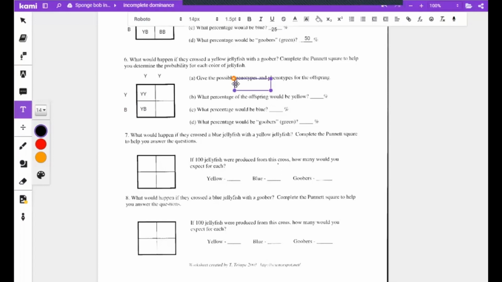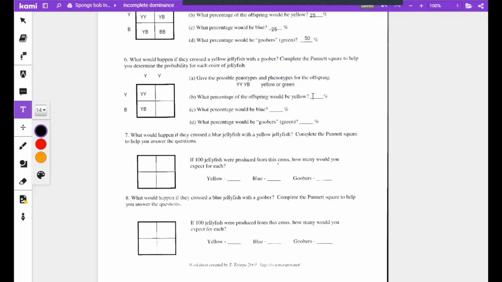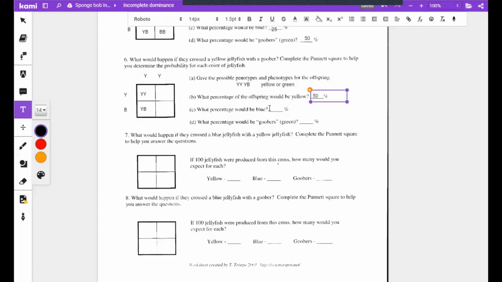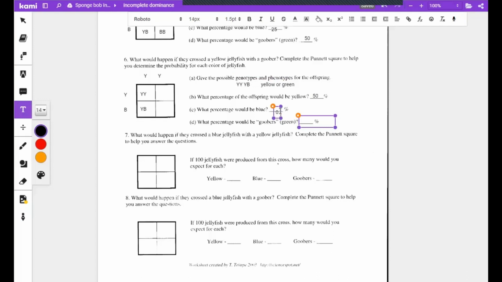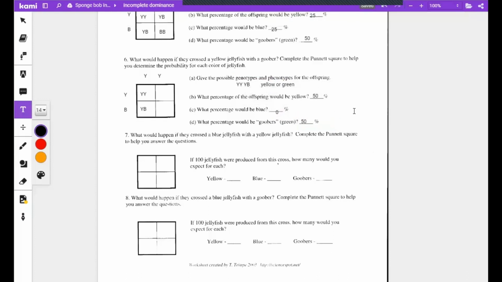So what are my possible genotypes? 2 big Y's, 1 Y, 1 B. And over here, I can have yellow, or I can have green. Or you could put goober, I don't care. What percentage of yellow would you have? 50%. What percentage would be blue? 0. Right here, green. How many will we have? 50%. Okay, so now we're done with this problem.